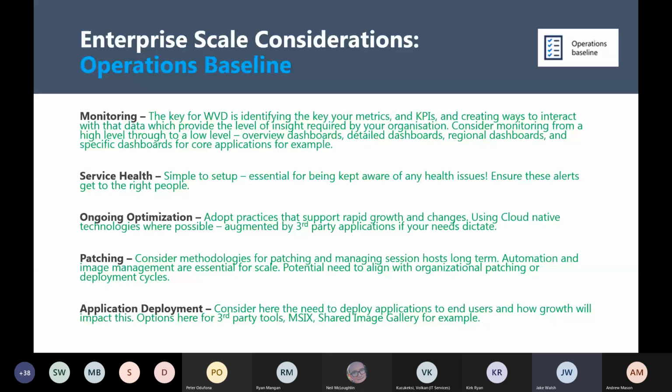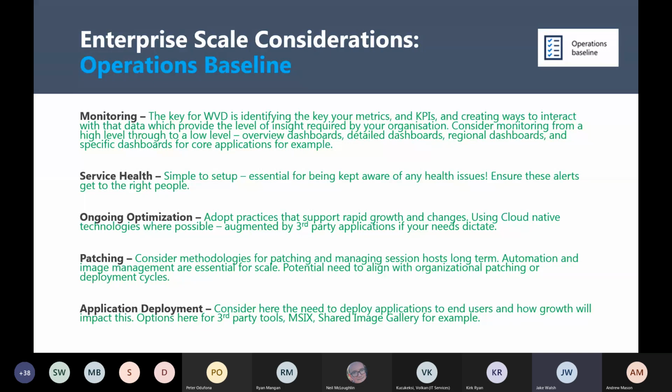One of the things that's really key for Windows Virtual Desktop, particularly at scale, is to identify those key metrics. When you work with dashboards in Azure, you can create very, very detailed dashboards to show you exactly what you need. The key really is in understanding the data that you need to see. There are some really good community dashboards in the links I'll include at the end that can help with that.